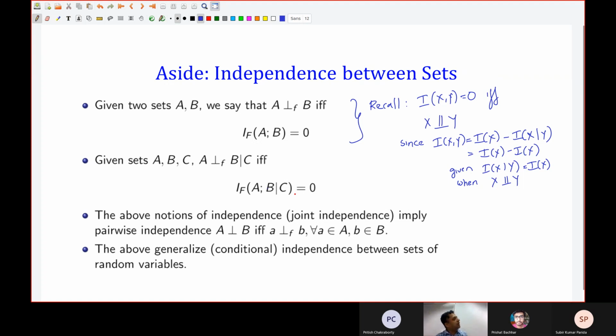So you can also talk about conditional independence. You can say A and B are conditionally independent given C with respect to the lens of F if I_F(A;B given C) is 0. These are notions of pairwise independence.